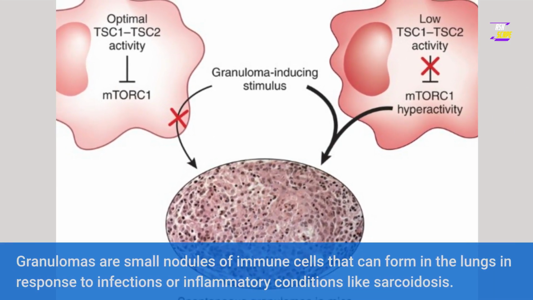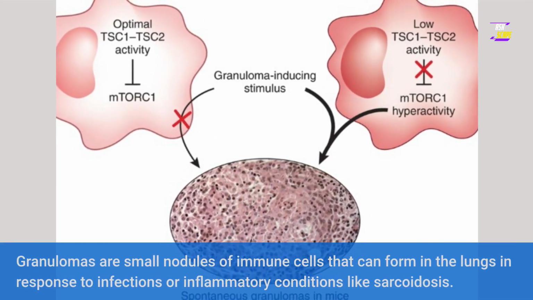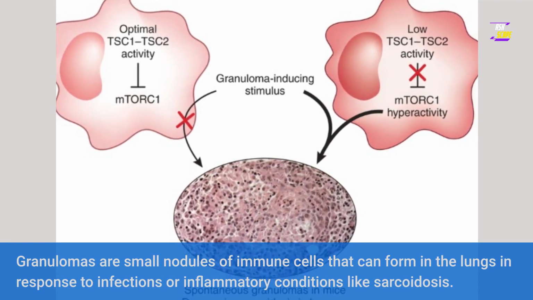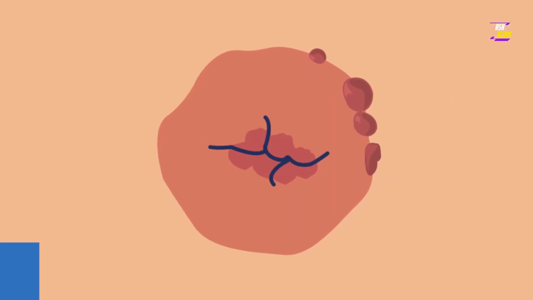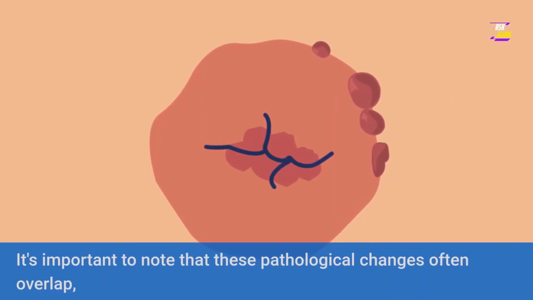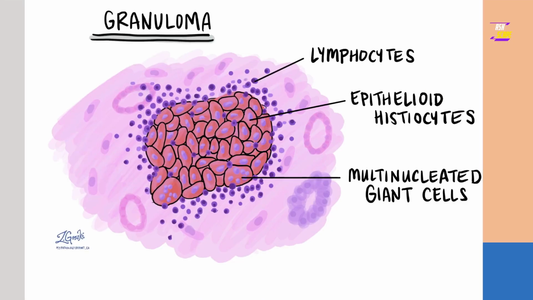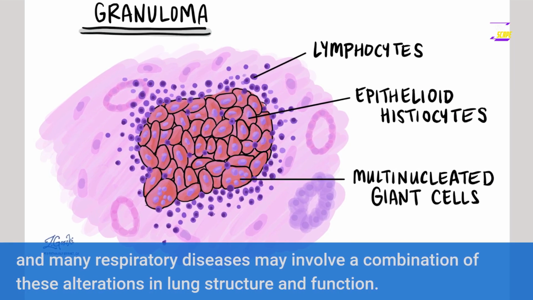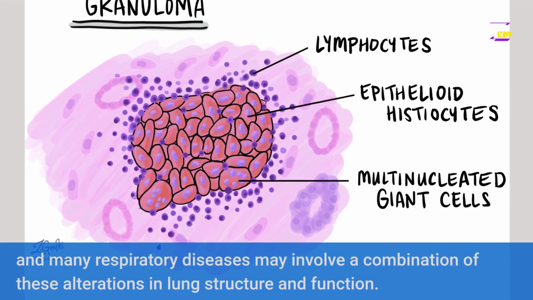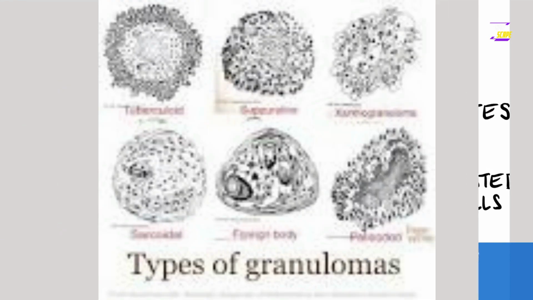9. Granulomas. Granulomas are small nodules of immune cells that can form in the lungs in response to infections or inflammatory conditions like sarcoidosis. It's important to note that these pathological changes often overlap, and many respiratory diseases may involve a combination of these alterations in lung structure and function.